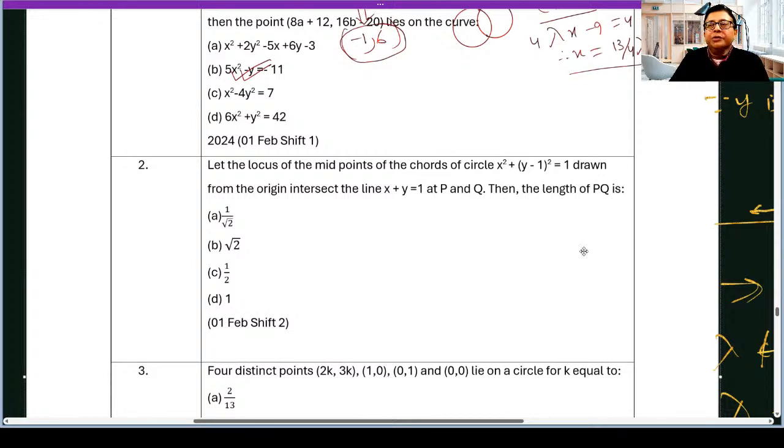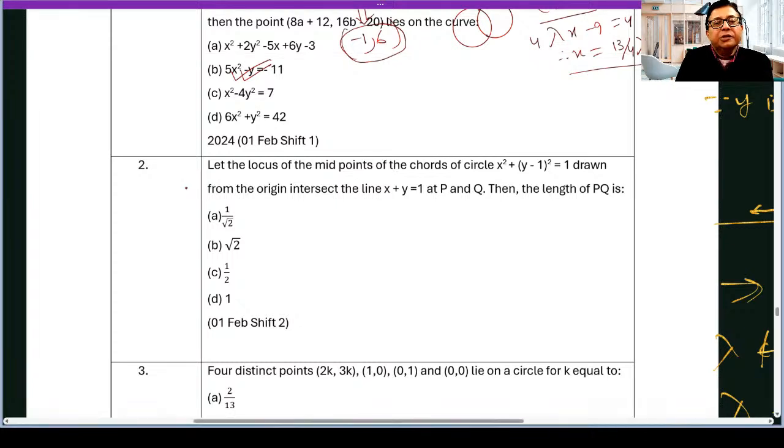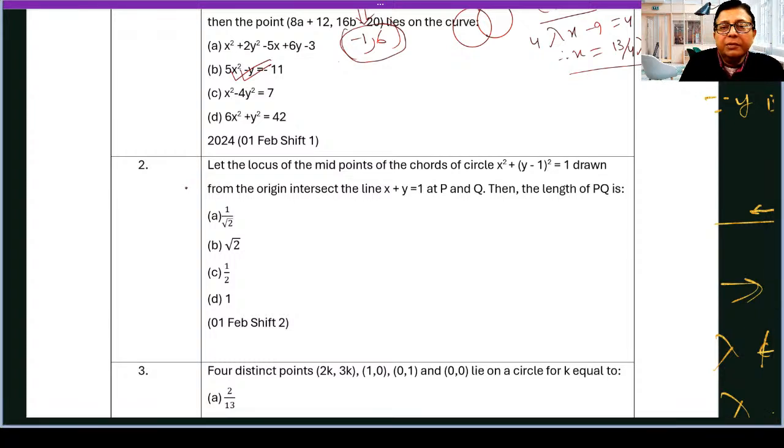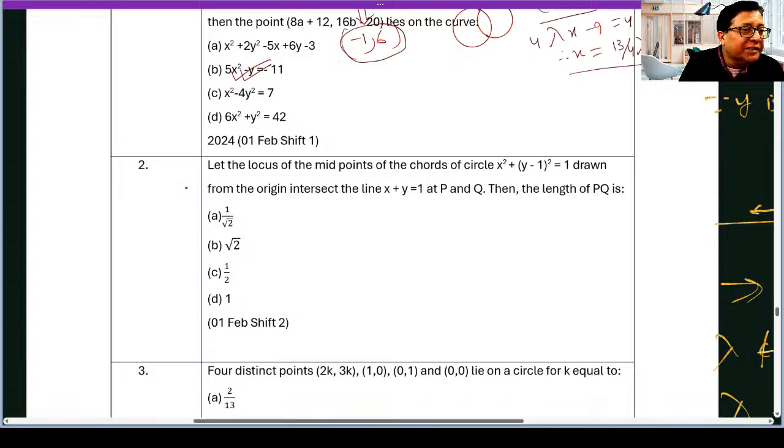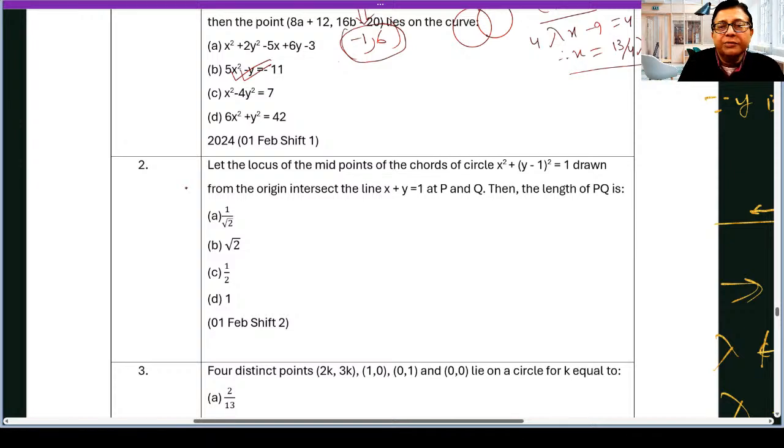Can you solve it on your own? Read. Locus of midpoints of chords of a circle. I will not use anything which is out of the concepts you have got here in class 11.